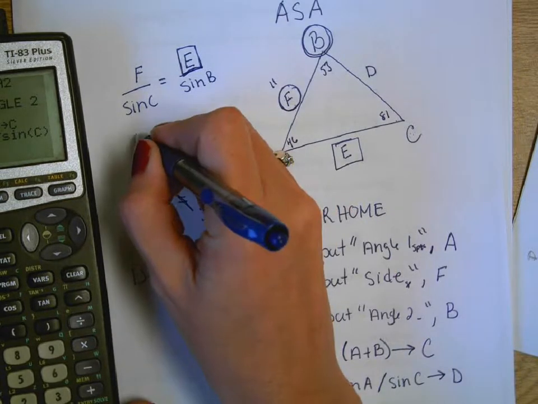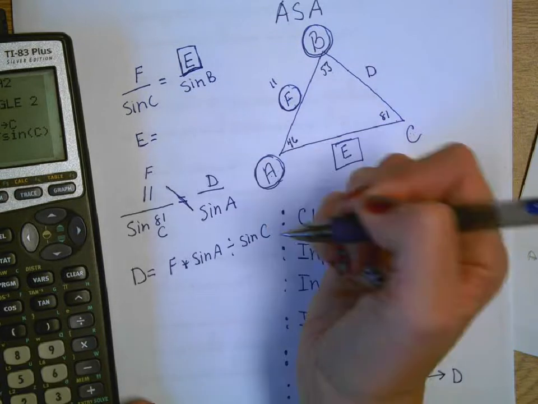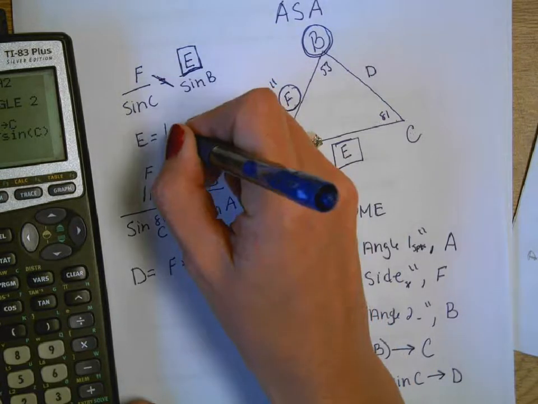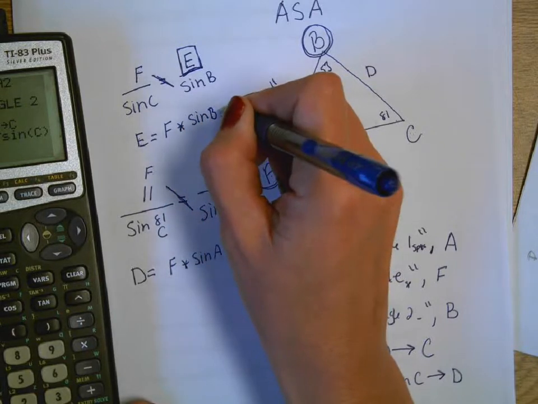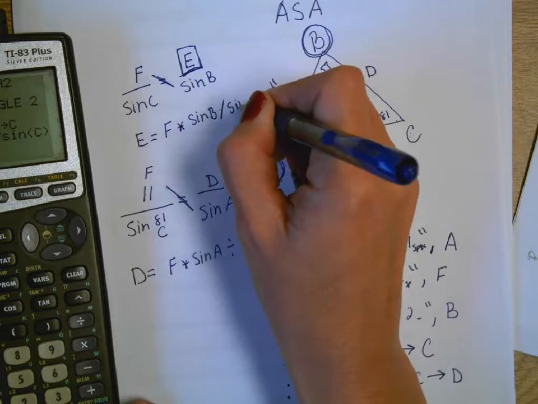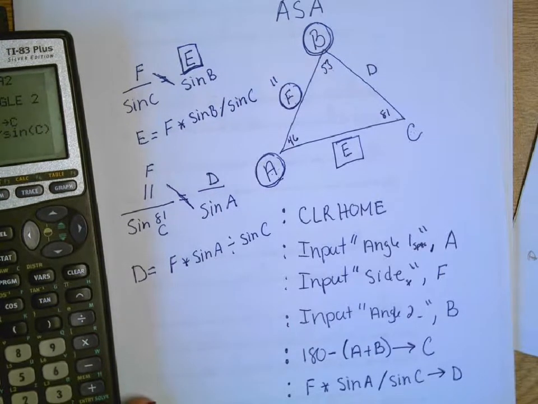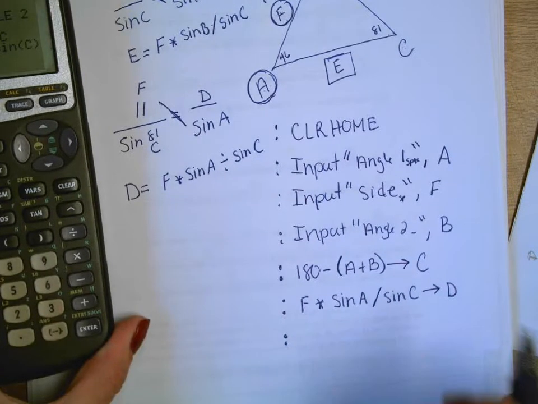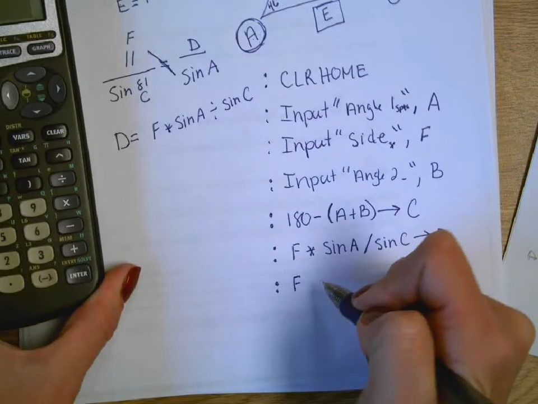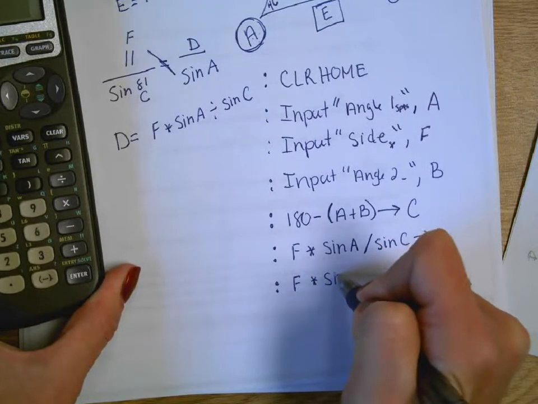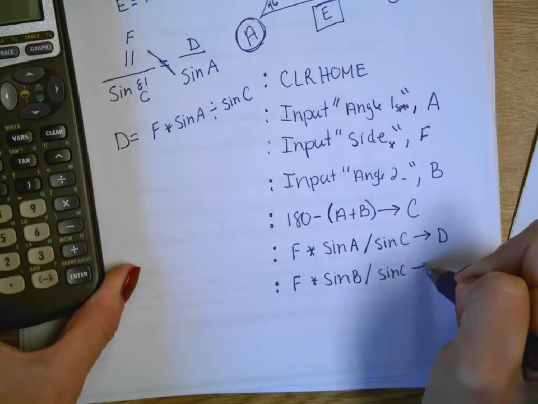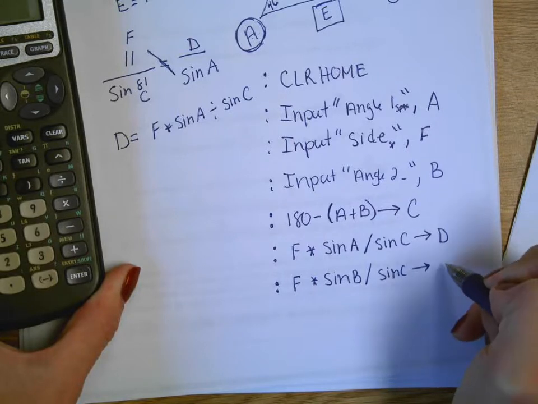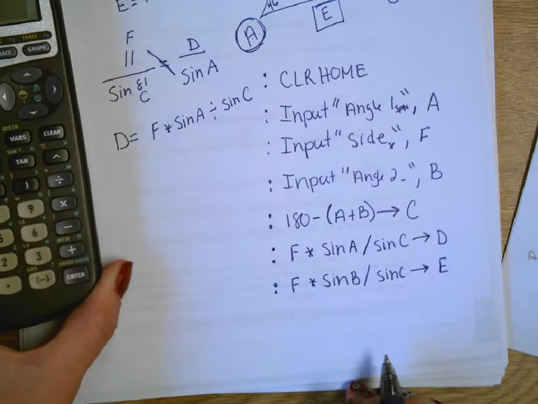So can you tell me what E will equal all in one line? F times sine of B divided by sine of C. That's our last math line we have to do. That's the brains of the program right there. So F times sine of B divided by sine of C. Store that in, what letter was that we just found? E.